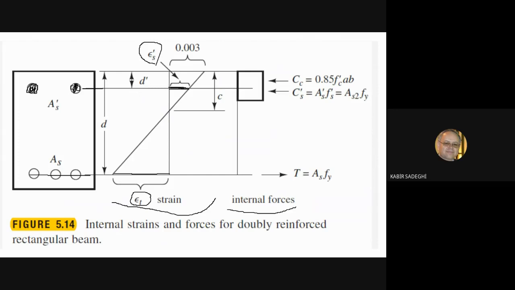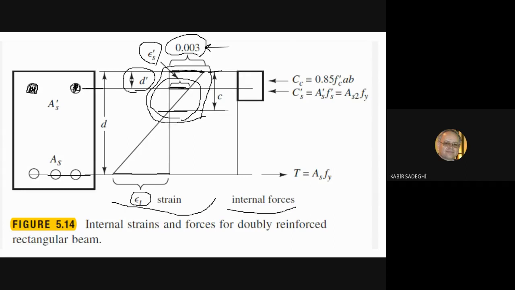What is this? The compression steel is at distance D prime from the top fiber. And you know that at the extreme fiber of concrete, here at top, you consider a strain in concrete of 3 per 1,000, 0.003. And you know C is from the neutral axis up to top. Now we see the similarity of two triangles.